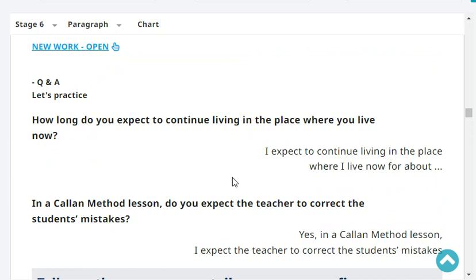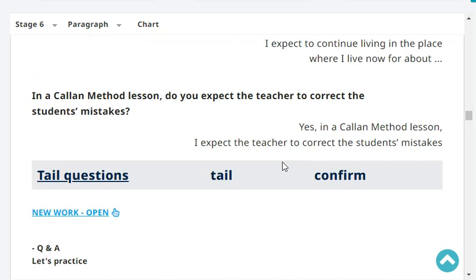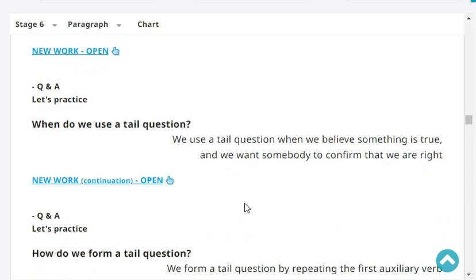How long do you expect to continue living in the place where you live now? I expect to continue living in the place where I live for about 5 more years. In a Callan Method lesson, do you expect the teacher to correct the student's mistakes? Yes, in a Callan Method lesson, I expect the teacher to correct the students' mistakes. Very good.